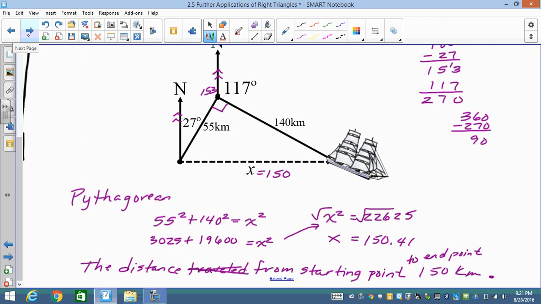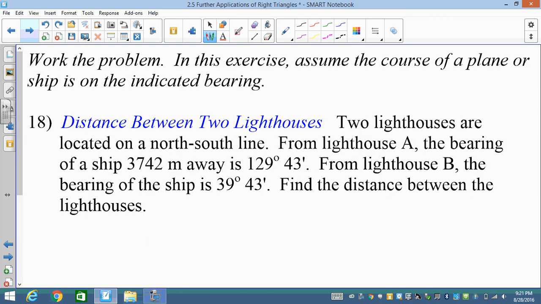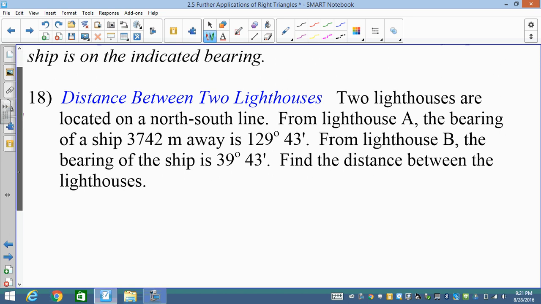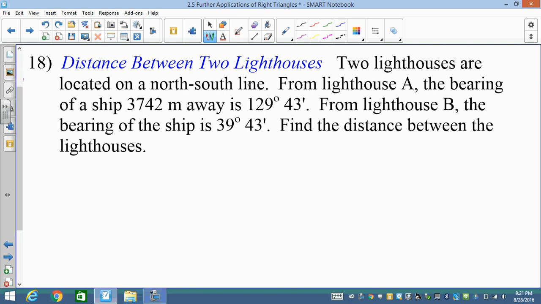Okay, let's try a couple more of these. Okay, where's the problem? In this exercise, the course of a plane or ship is in the indicated bearing. So distance between 2 lighthouses. 2 lighthouses are located on a north-south line. From lighthouse A, the bearing of the ship, 3,742 meters away, is 129 degrees 43 minutes. From lighthouse B, the bearing of the ship is 39 degrees 43 minutes. Find the distance between the lighthouses.